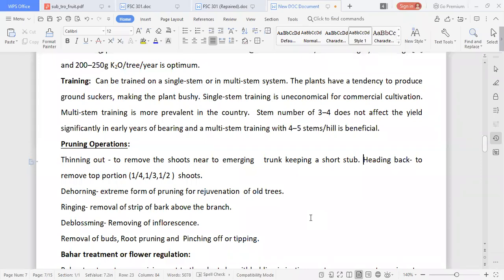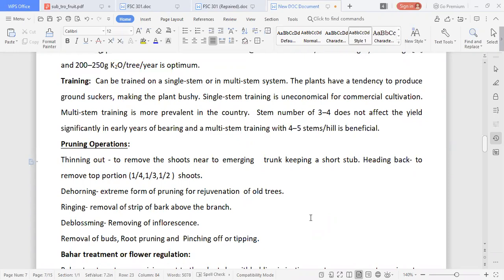Okay, so then ringing is there, that is removal of a strip of bark above the branch. This is done for carbohydrate accumulation as well as for proper C:N ratio maintenance. So removal of outer bark will be done when there is a problem of flowering, or some flower drop like problems. So ringing will encourage your number of flowers. By that way you can obtain a good yield.